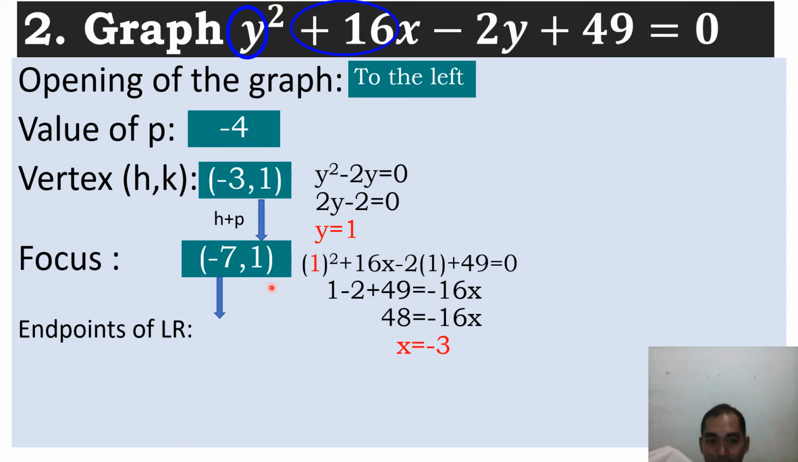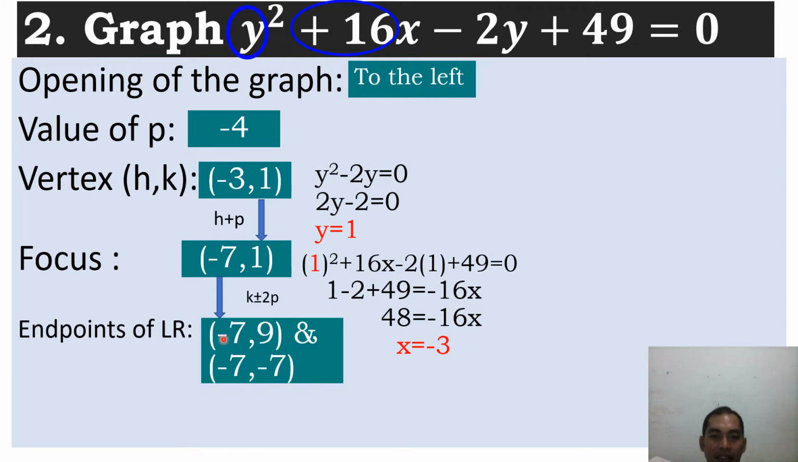How about yung sa y value? The vertex plus or minus twice of p. So it became 8. So 1 minus 8 is negative 7. 1 plus 8 is 9. So we have here negative 7, 9, negative 7, negative 7. And the directrix is opposite variable of y is x. So here, x equals, the opposite variable is x. So x din ang kukunin natin, negative 3 plus the opposite sign of p. So negative 3 plus positive 4 is positive 1.